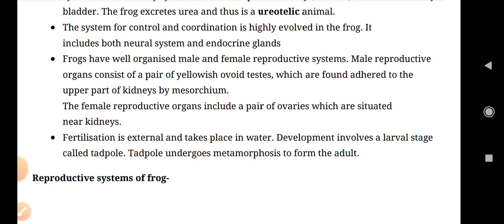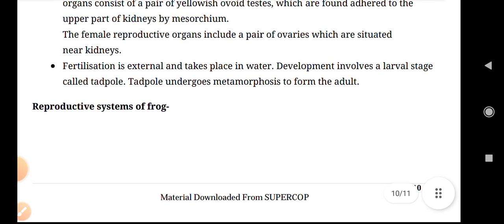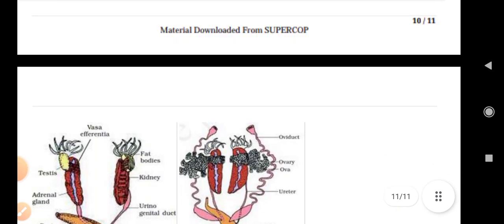Frogs have well organized male and female reproductive systems. Male reproductive organ consists of a pair of yellowish ovoid testes which are found adhered to the upper part of kidneys by mesorchium. The female reproductive organs include a pair of ovaries which are situated near kidneys. Fertilization is external and takes place in water. Development involves a larval stage called tadpole. Tadpole undergoes metamorphosis to form the adult. Reproductive system of frog.